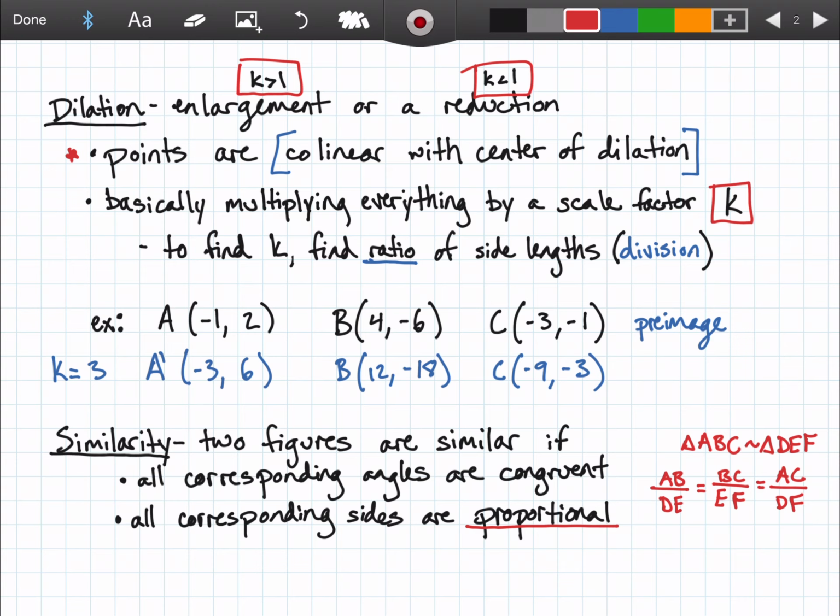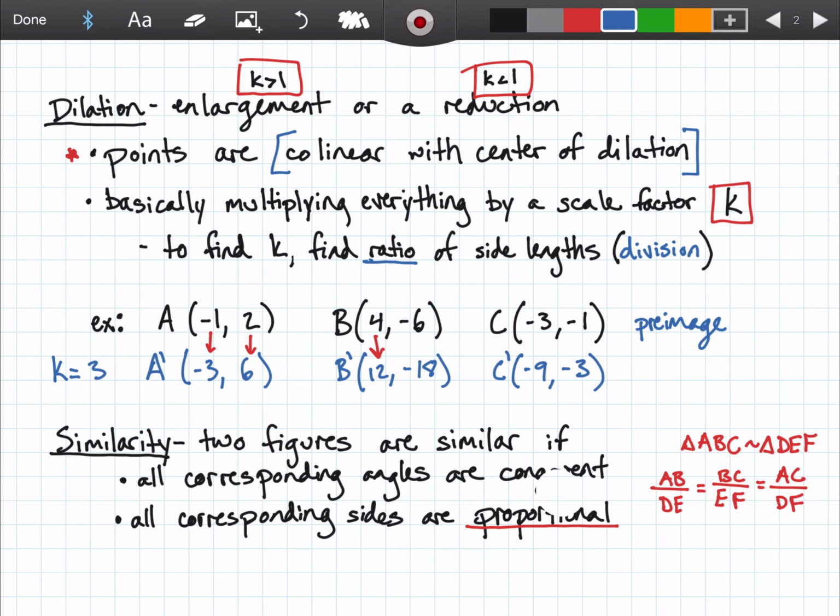So for an example, we have points A, B, and C here. That is what we call the pre-image, meaning the original. And if my scale factor is 3, well, we're just going to multiply all of those points by 3. So -1 times 3 is -3, 2 times 3 is 6, 4 times 3 is 12, and so on and so forth. And that's how we get our image, is what we call it. So it's A prime, B prime, C prime. That's how we would call it. Yeah, that's dilations for you.